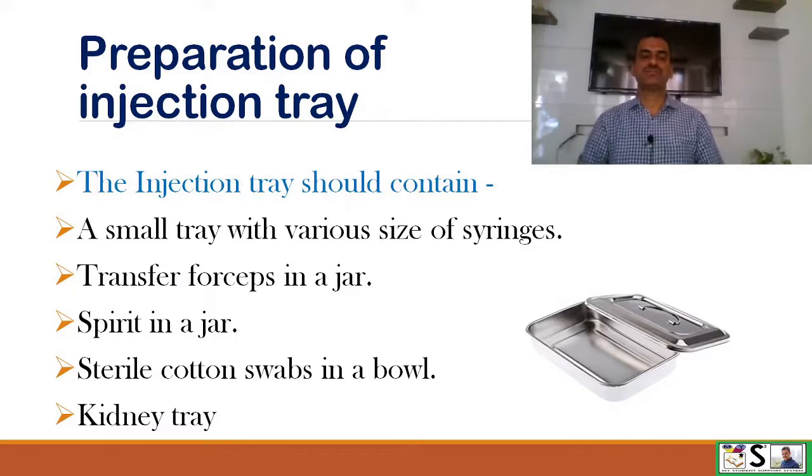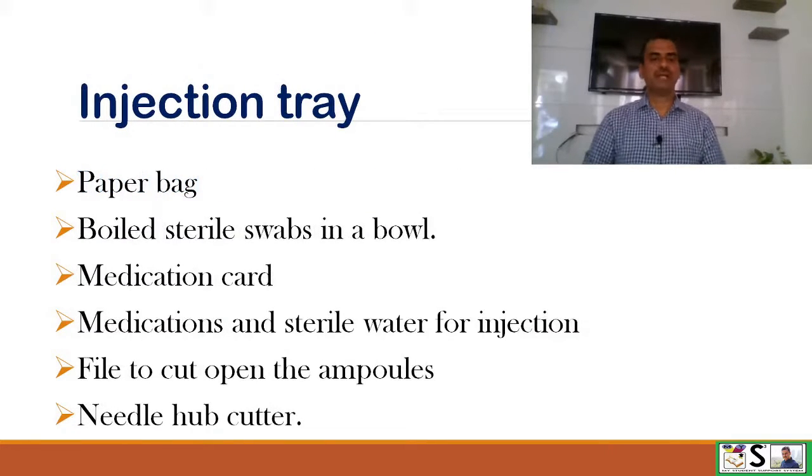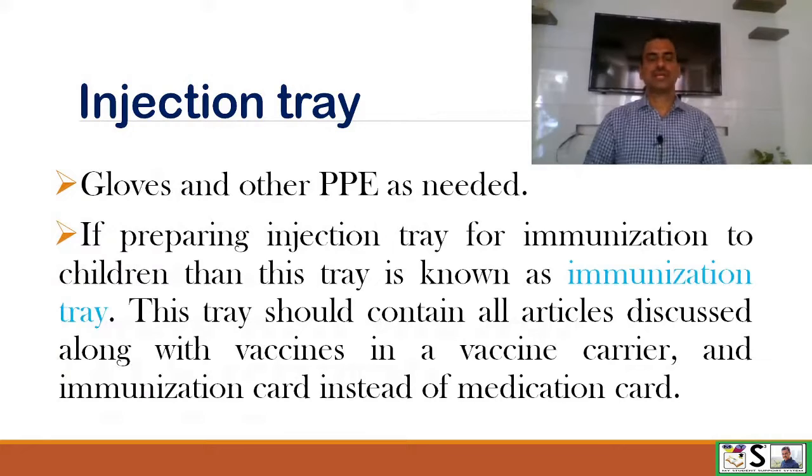Separate jar, sterile cotton swabs in a bowl which should be covered, kidney tray, paper bag, boiled sterile swabs in a bowl, medication card, medication and sterile water for injection, file to cut open the ampules, needle hub cutter, gloves and other PPE as per need.